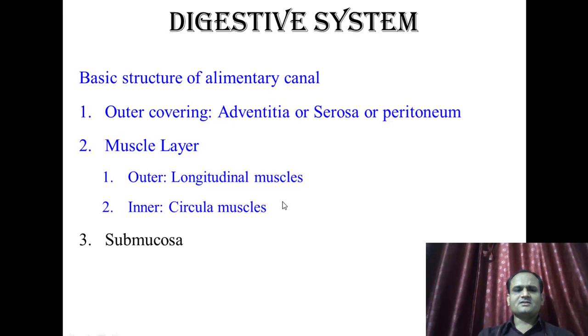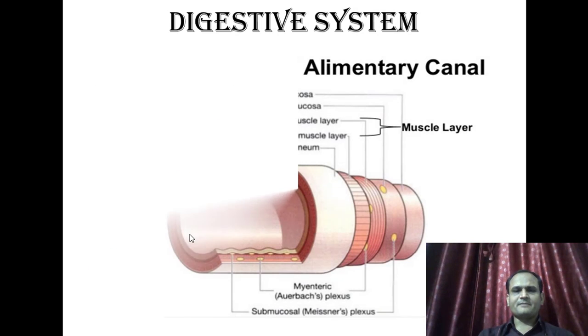The third layer is the submucosa. I said 4 layers of alimentary canal: outer covering adventitia, serosa, peritoneum; second layer muscle layer; third layer submucosa; and the fourth layer mucosa. It can be well understood with the help of this diagram.